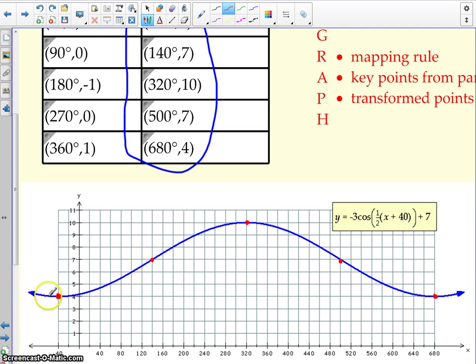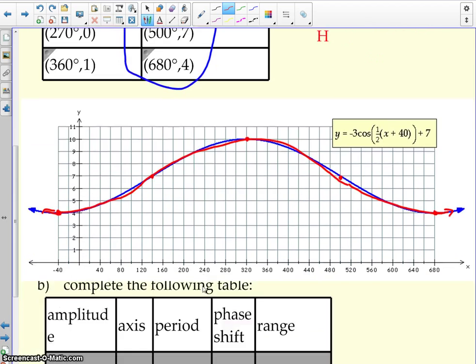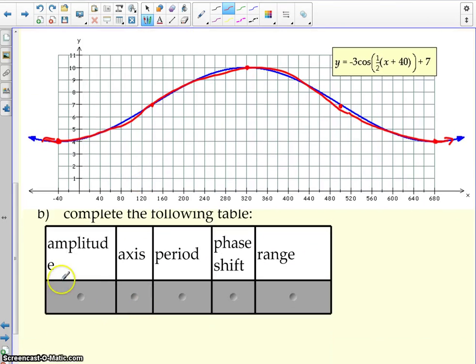Okay, so once you have these 5 points, you have your basis for a cycle, so you can connect them with a smooth curve that hopefully looks sinusoidal. Okay, and the pattern continues on forever. Again, it's periodic. So with that in mind, let's try and complete this table now that we have this sketch: amplitude, axis, period, phase shift, and range.